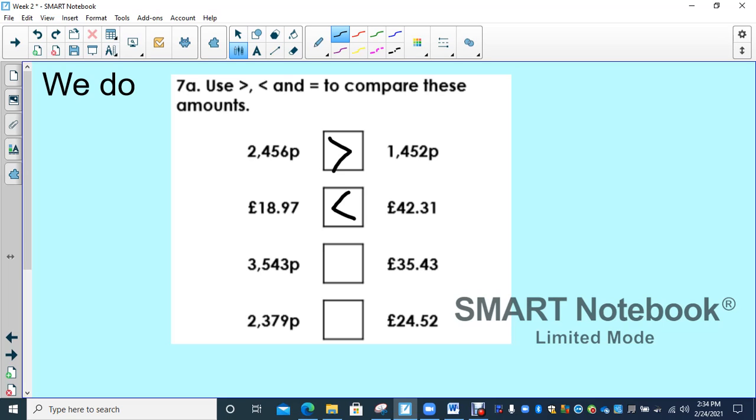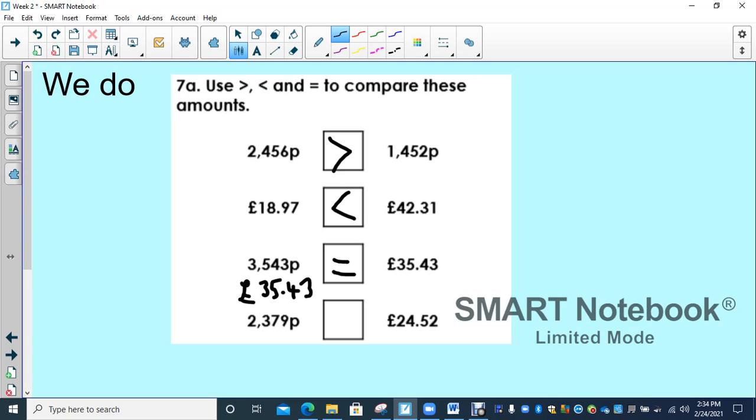So I've got 3,543 pence. I'm comparing that to £35.43. Now I know that 3,543 pence is £35.43 when converted. So these two amounts are the same. Imagine a seesaw and I've got the two amounts. They are going to be equal. They are the same.